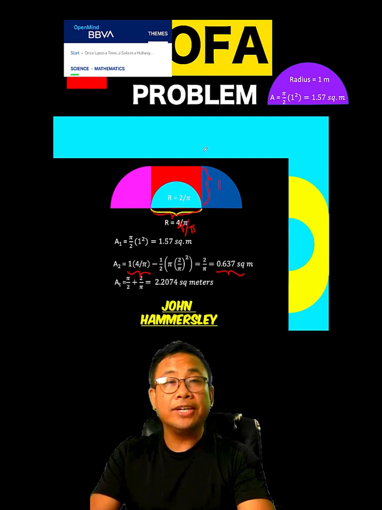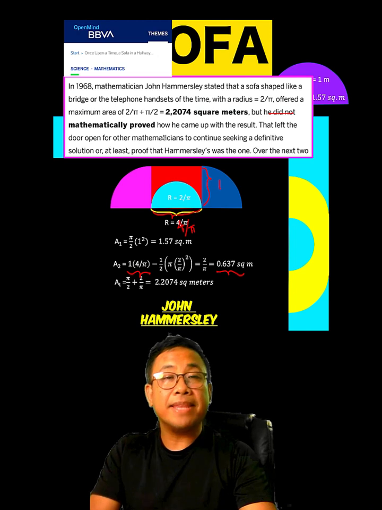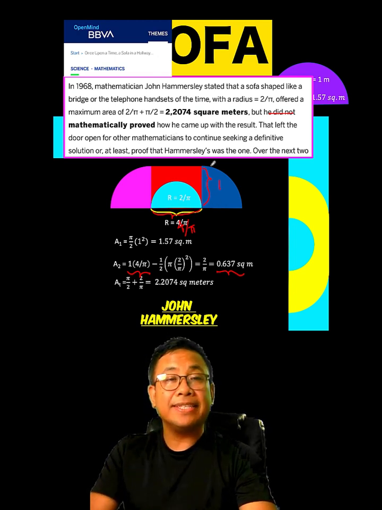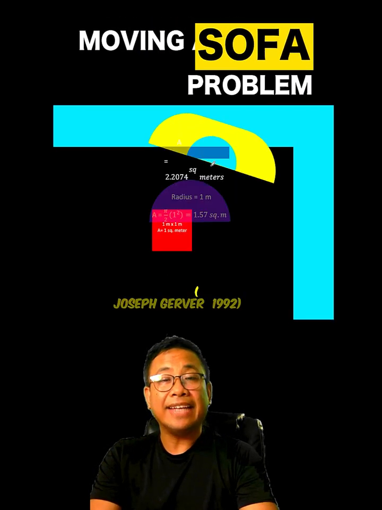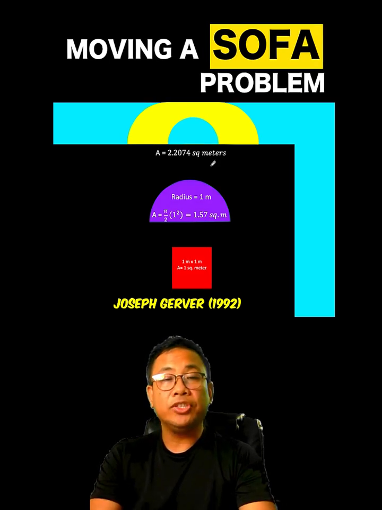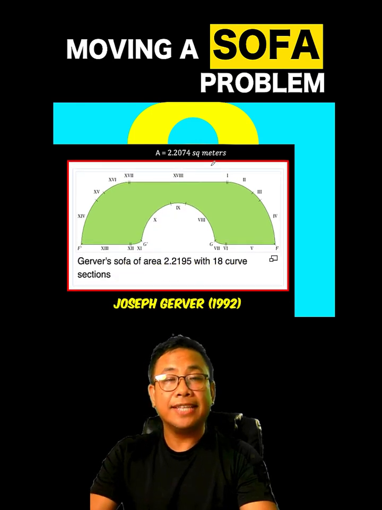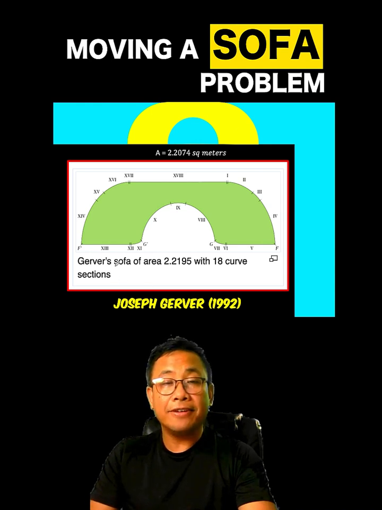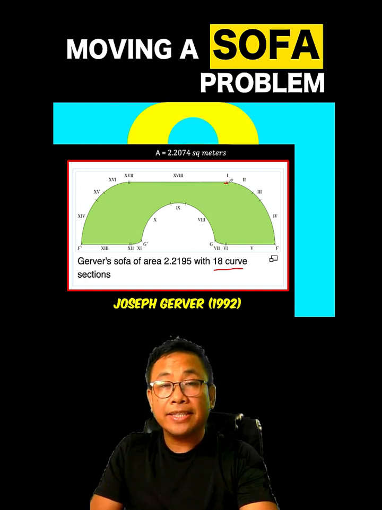Now, according to this science magazine, John Hammersley did not mathematically prove how he came up with this result. And because of that, this problem is still an open problem for future mathematicians to solve. And in 1992, another mathematician named Joseph Gerver from Rutgers University proposed this solution. Still, this is similar to the shape of this telephone receiver, but Gerver created 18 curves to section these different parts of this receiver. For example, this curve here is number 1.